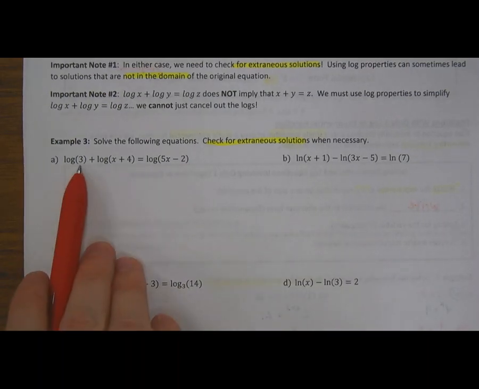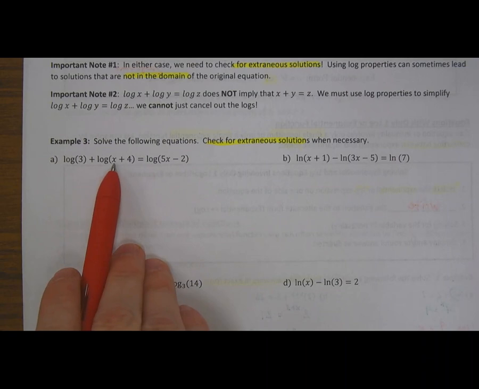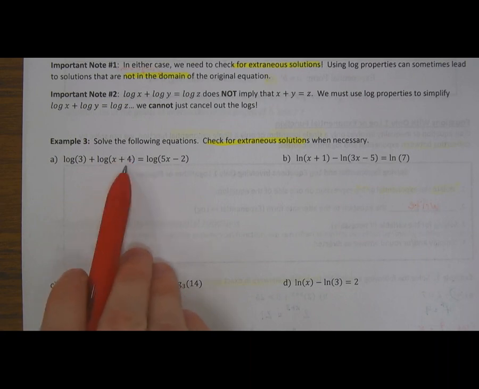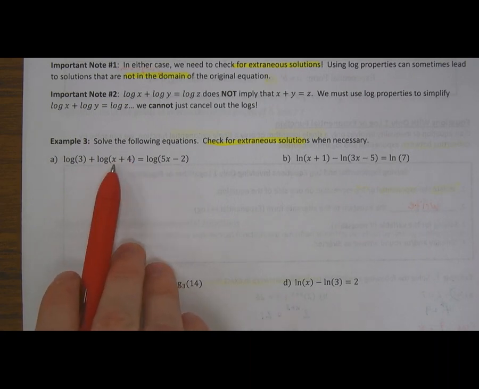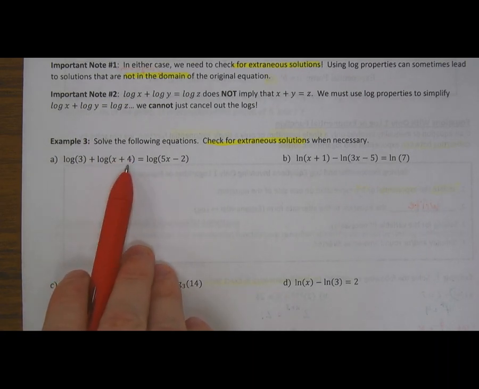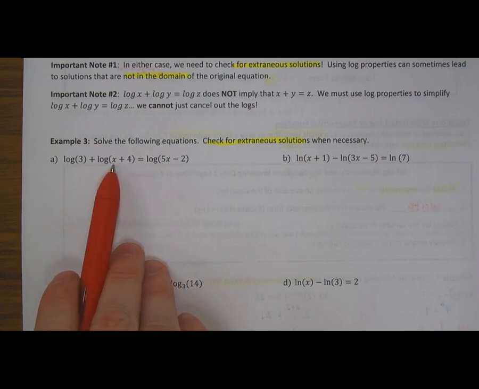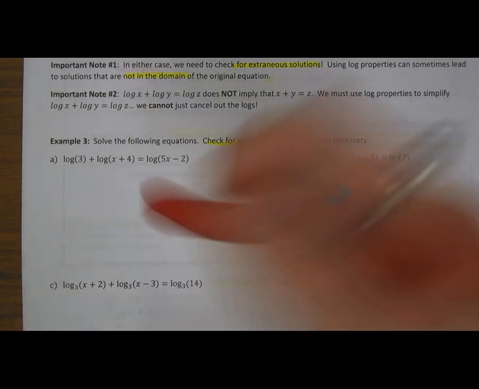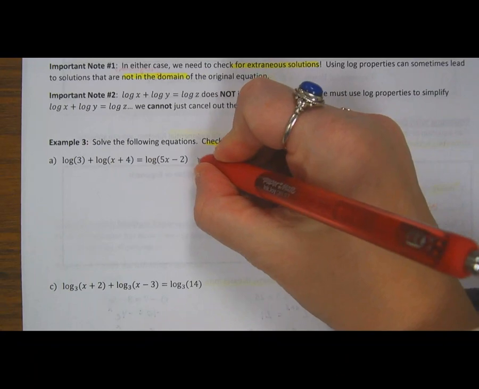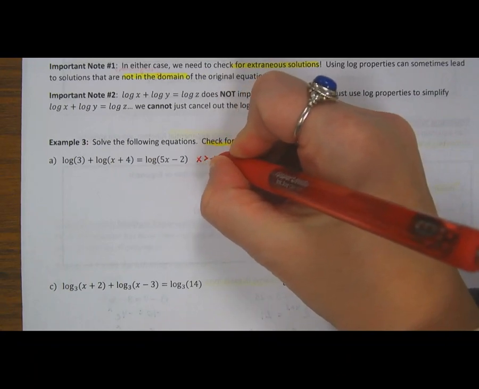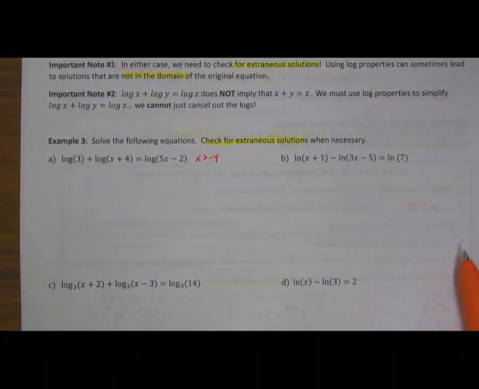Well, here, I don't ever have to worry about this argument being negative because it's set. It will always be 3. But here we have a variable, so we need to see what are the boundaries of x that will always create a positive argument. You can just set this equal to 0 and solve. We know that x needs to be greater than -4. So I'm going to make a little note out to the side. X has to be greater than -4 when I solve.